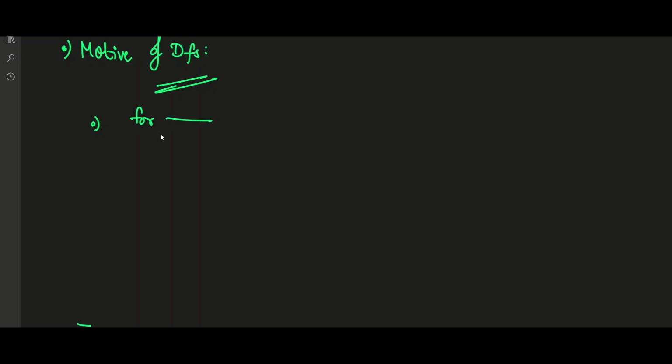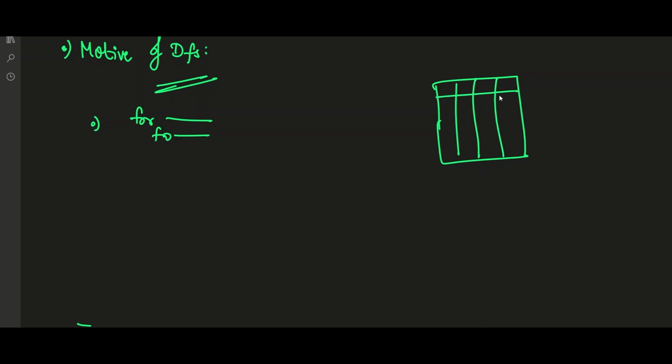I will use a nested for loop for going to each and every block of my matrix. Whenever I encounter a land, I call my DFS function, and all the ones that are attached to it will be counted. So the motive of my DFS is to return the area. But is this the only thing? Well, actually not, because we have to mark this island as well.